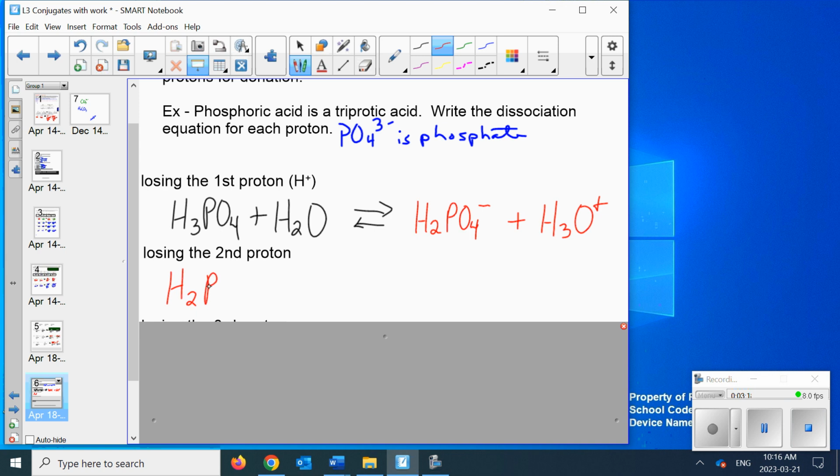H2PO4 negative. Now remember, this is in a beaker of water, so there's plenty of H2O. When this loses the second proton, we're down to 1 H: HPO4 2 minus. Once again, hydronium ion is formed. You see that, H3O. Everything, acids added to water, form H3O.